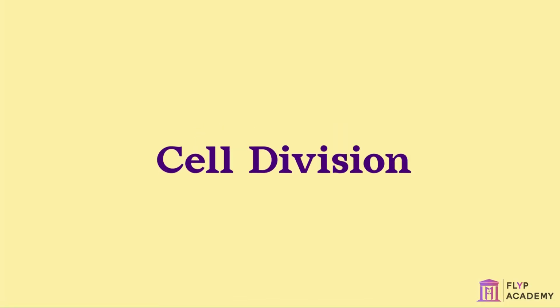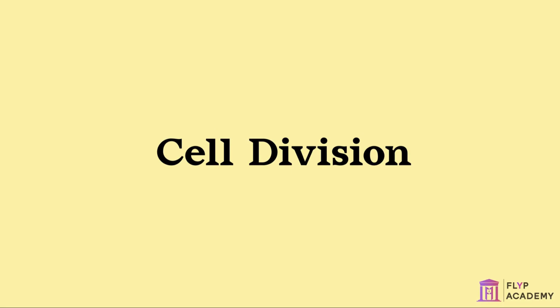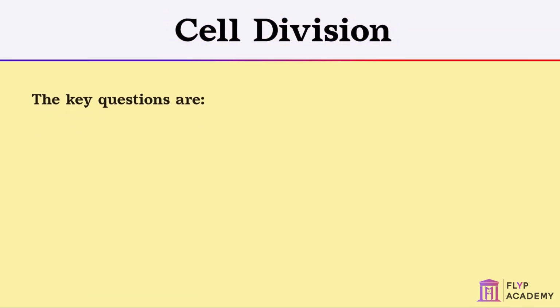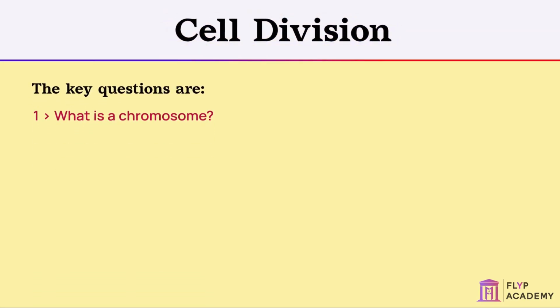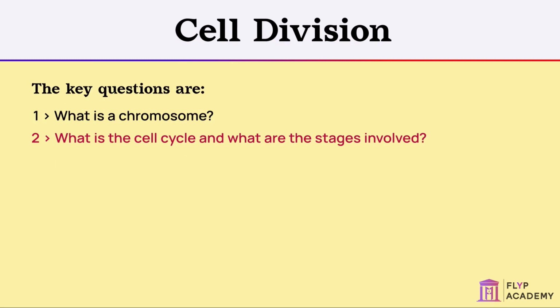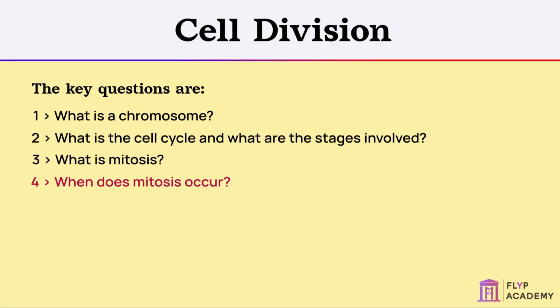Welcome to our first lesson on cell division. In this lesson, we will cover chromosomes, the cell cycle, and mitosis. The key questions are: what is a chromosome? What is the cell cycle and what are the stages involved? What is mitosis? When does mitosis occur? How do you recognize mitosis?